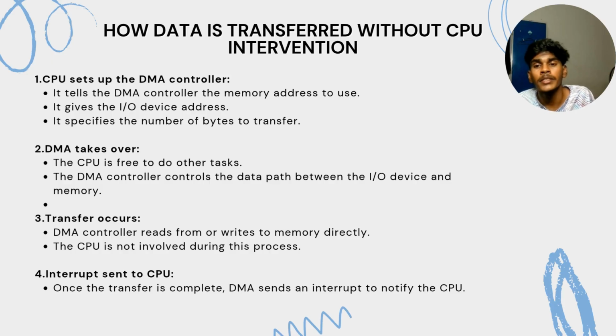Second, direct memory access takes over. The CPU is free to do other tasks, and also the DMA controller controls the data path between the I/O device and memory. Thirdly, transfer occurs. DMA controller reads from or writes to memory directly. Also, the CPU is not involved during this process. And lastly, interrupt sent to CPU once the transfer is complete. DMA controller, which is direct memory access, sends an interrupt to notify the CPU.